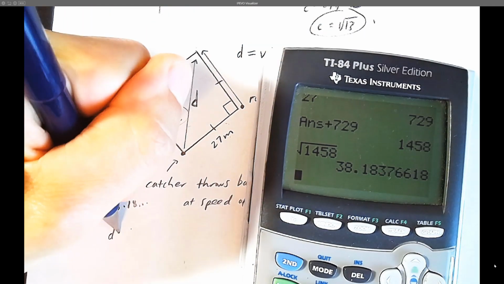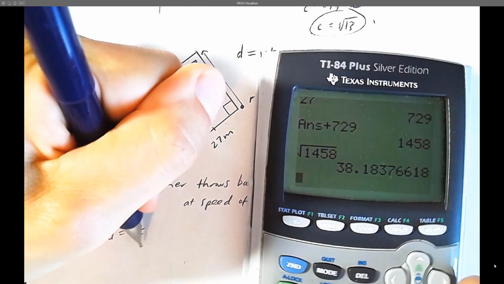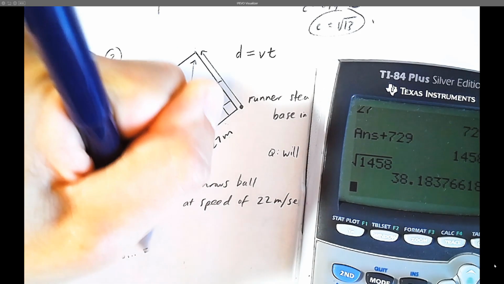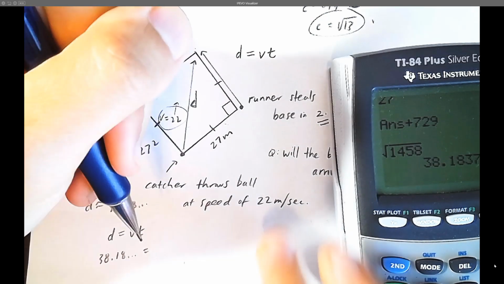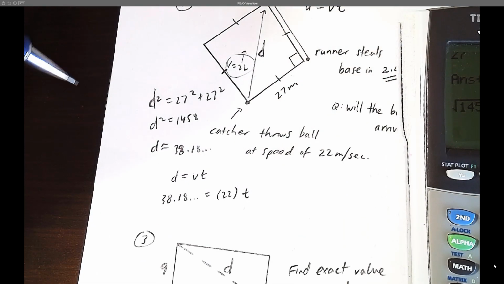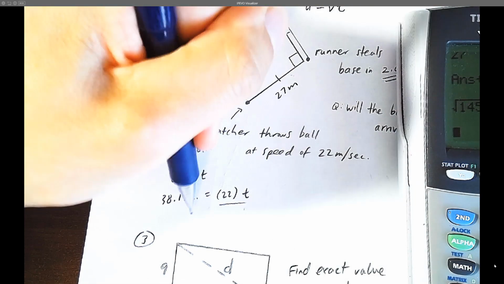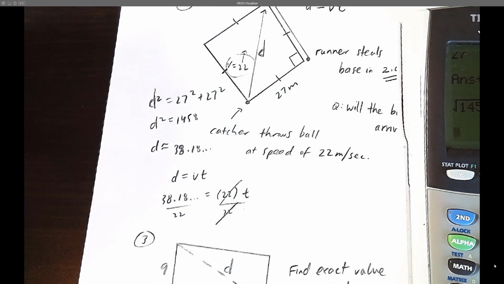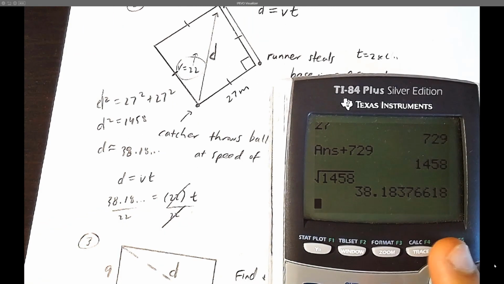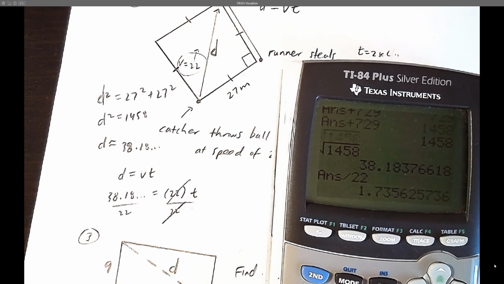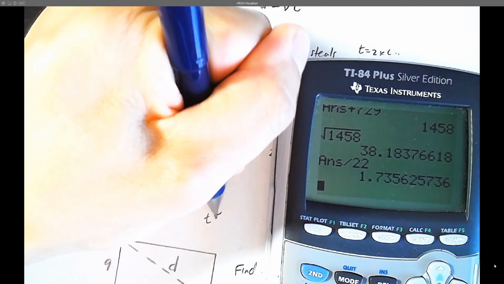And you know that distance equals velocity times time. So I'm going to say 38.18 is equal to the velocity, which is given as 22 meters per second. And then time is unknown. So this here is now one-step algebra. Whenever you have an equal sign in the middle, you can divide both sides by 22. And there's your time, because these cancel out. So we're going to take that number on your calculator, 38.18, etc., divided by 22. And time is approximately 1.74.